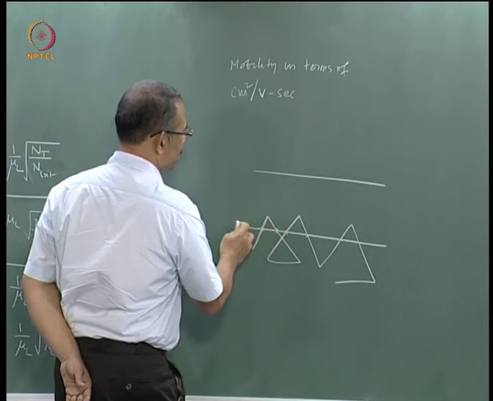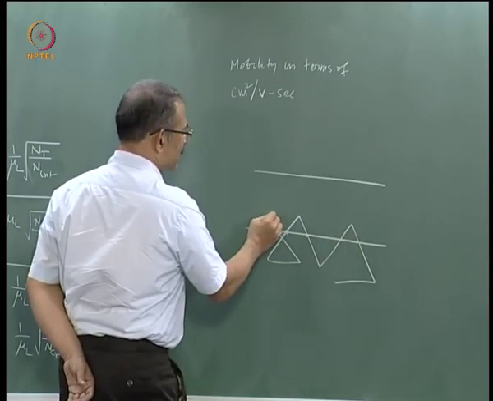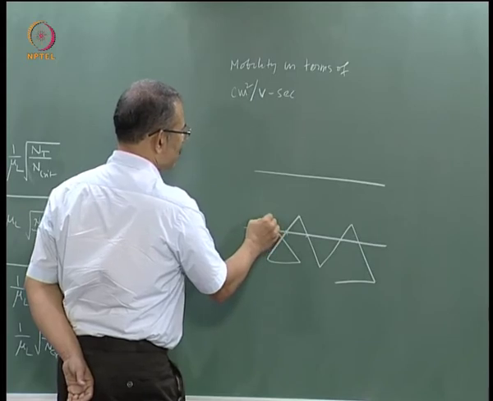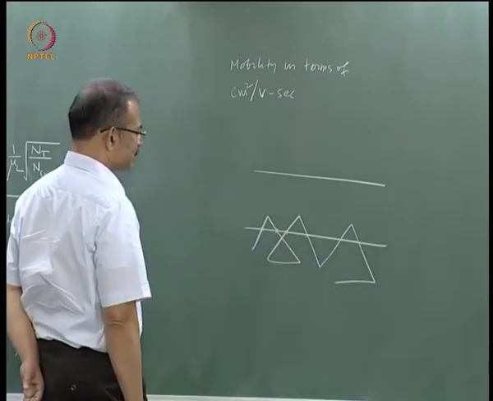If the surface was not there, then the electron would have gone all the way up to this point and then got scattered here only. Instead of one scattering point, now you had two here. So, clearly the number of scattering points have increased.